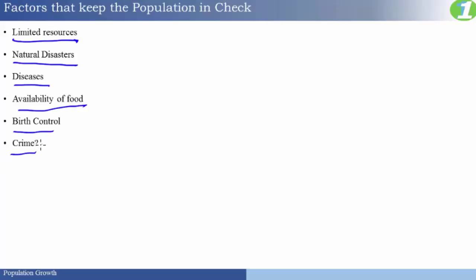I don't know. What do you think? So crime does help to keep the population in check, even though it's not a good thing. These persons are dying way before their time, right? But the point is the population size would decrease because crime results in death most times.